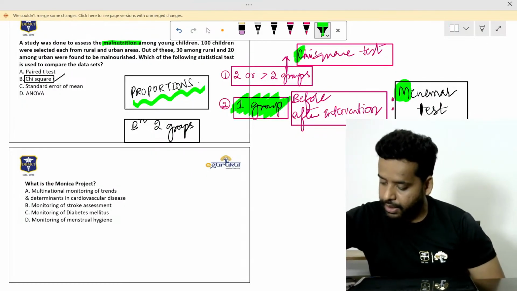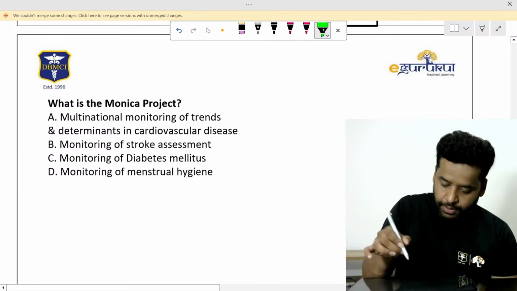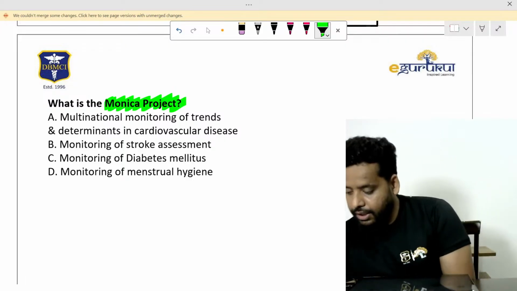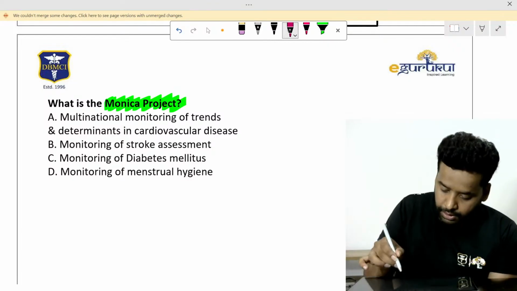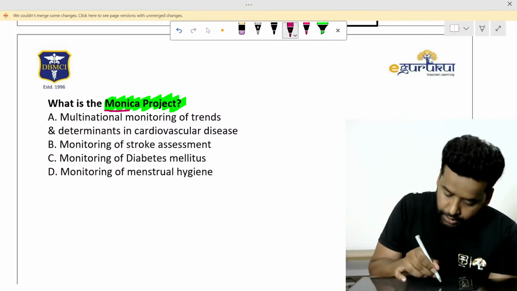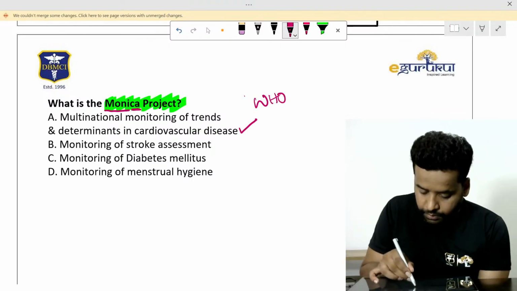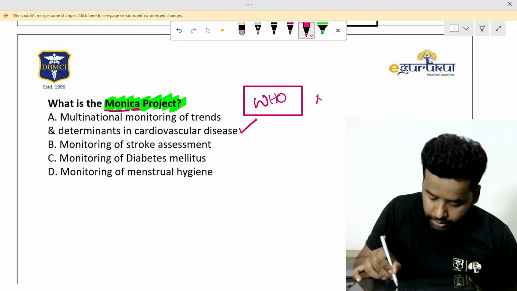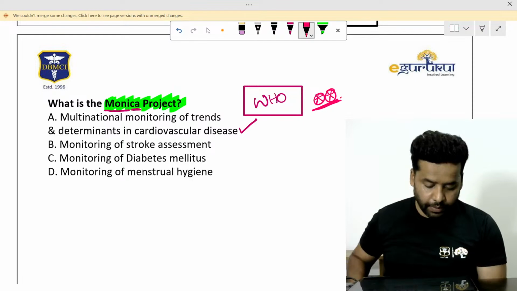Where did the Monica project come? Monica project is related to what? Monitoring the trends and determinants. Yes, good. See the words, Monica: monitoring the trends and determinants for cardiovascular disease. It is a WHO project for monitoring the trends and determinants of cardiovascular diseases. Monica.